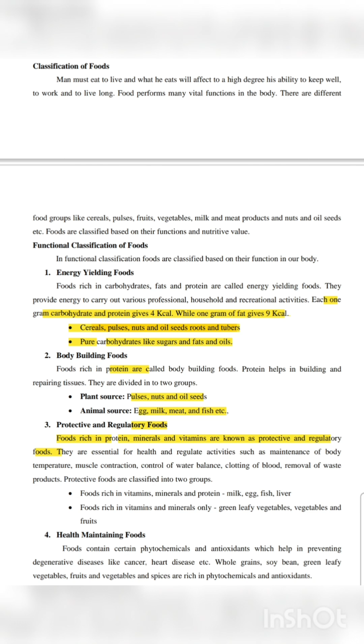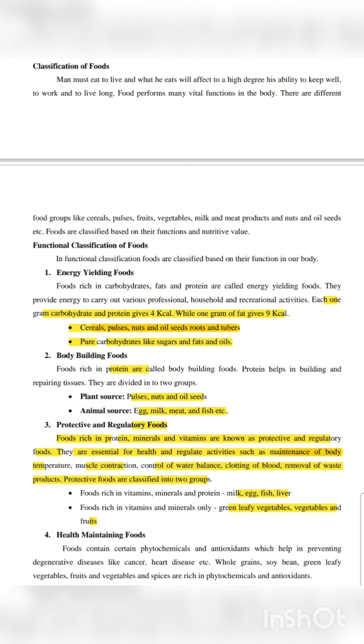These are essential for health and regulate activities such as maintenance of body temperature, muscle contraction, control of water balance, clotting of blood, removal of waste products. So these are divided into two parts: plant source and animal source. First we have animal source: milk, egg, fish and liver. And then we have plant source: green leafy vegetables and fruits, right?